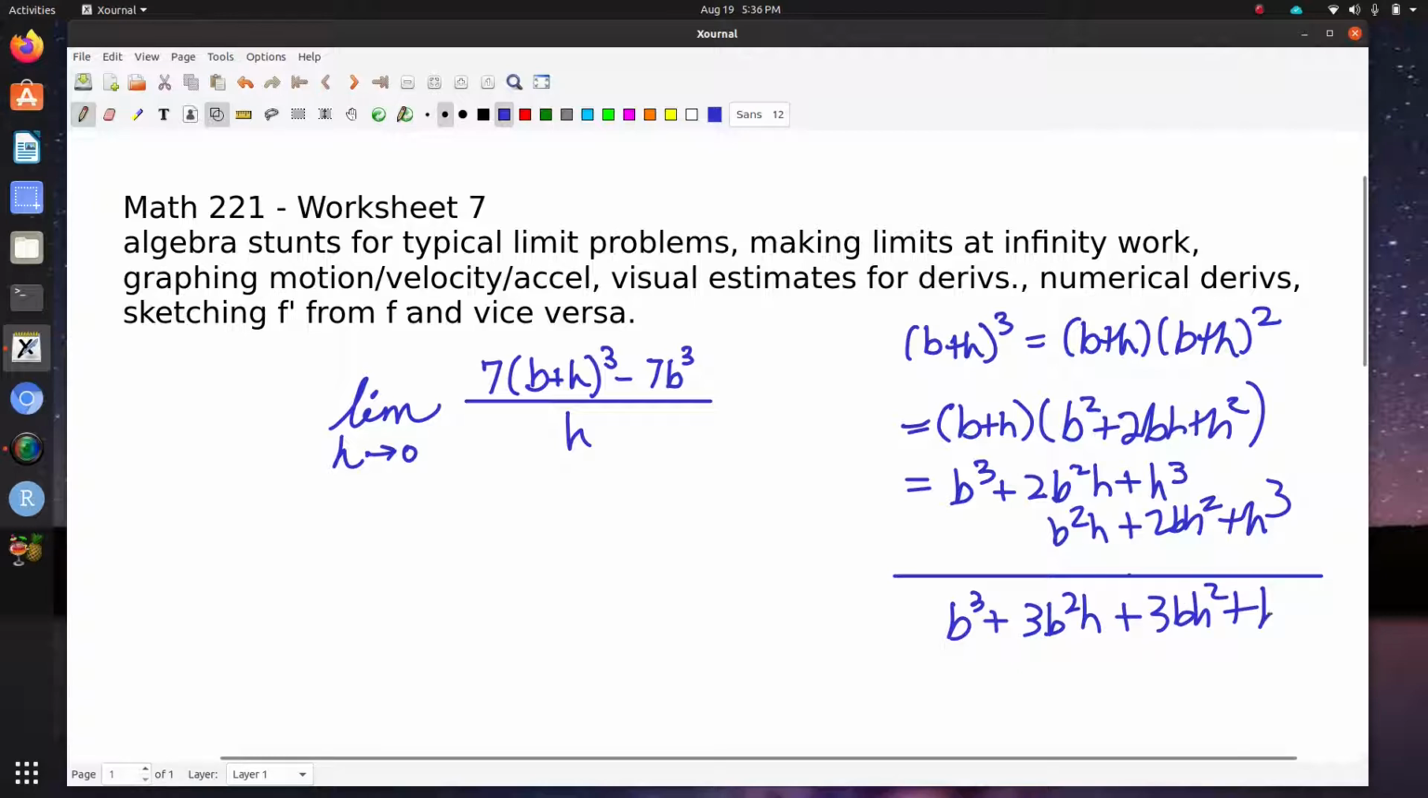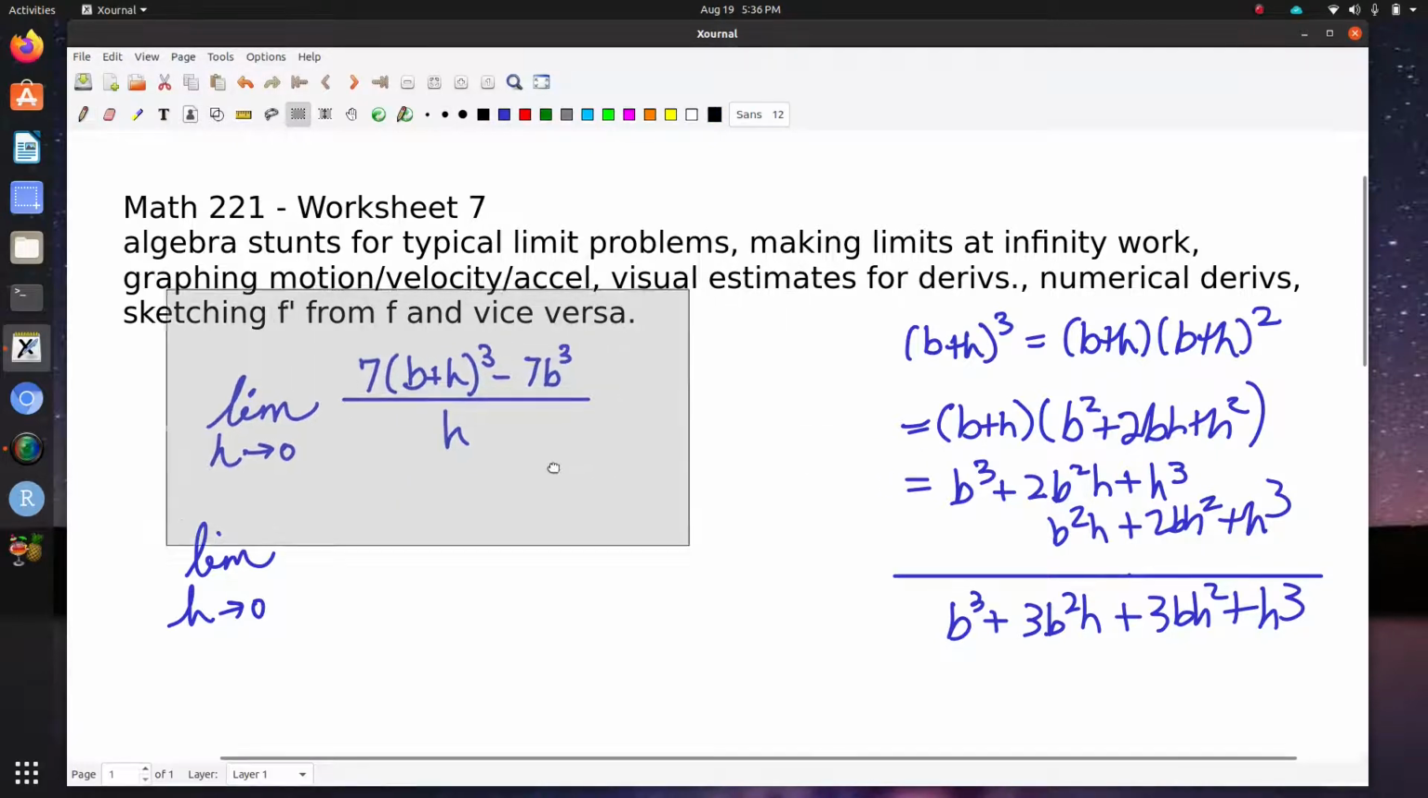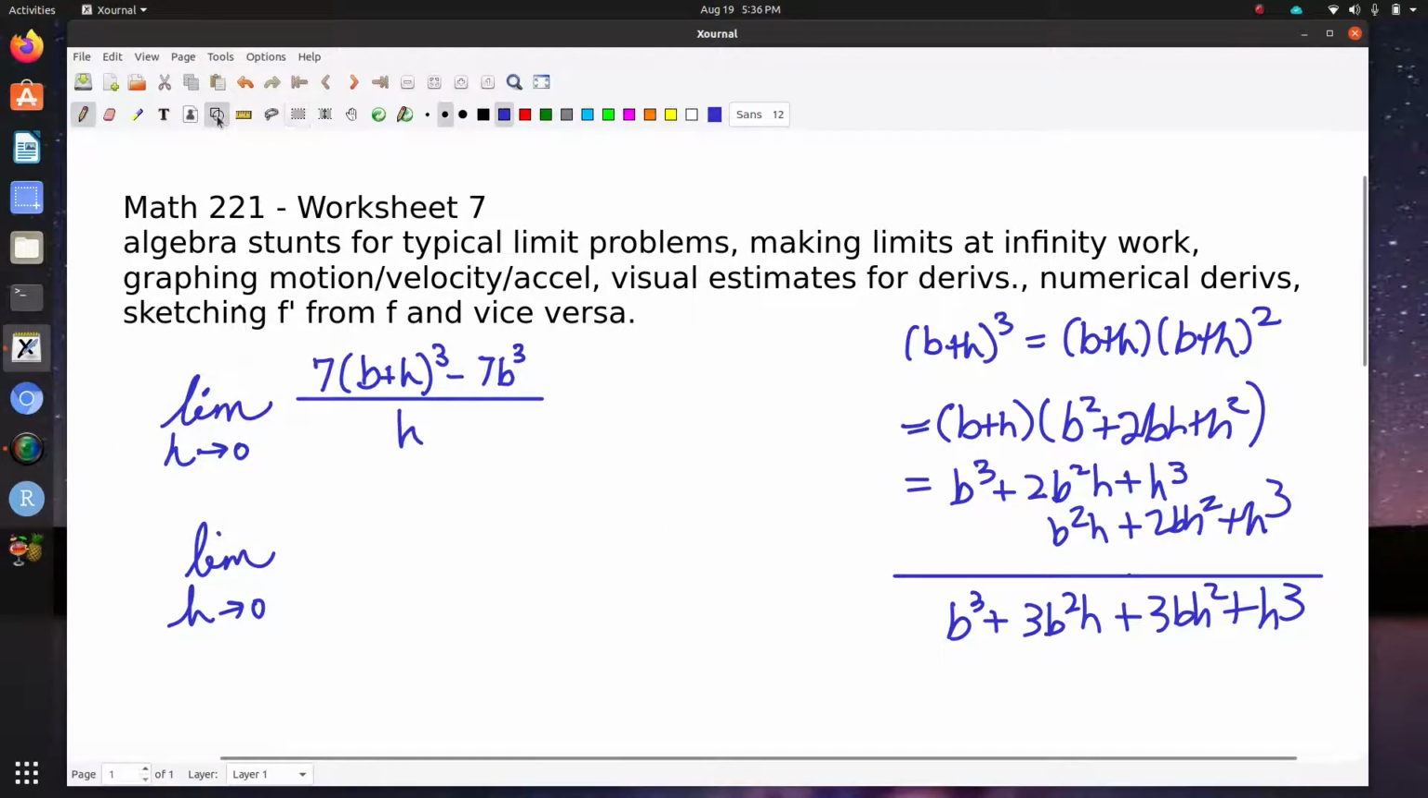And if you know anything about the Pythagorean theorem, this is all overkill. But then we're multiplying all that stuff by 7, and then we're subtracting 7b cubed. So obviously the 7b cubed terms are going to go away. So you're going to rewrite this limit. Just move this over, because I don't like it being so far away from its buddy. Okay, just going to rewrite this.